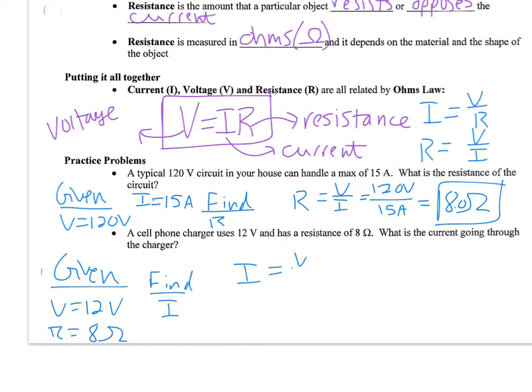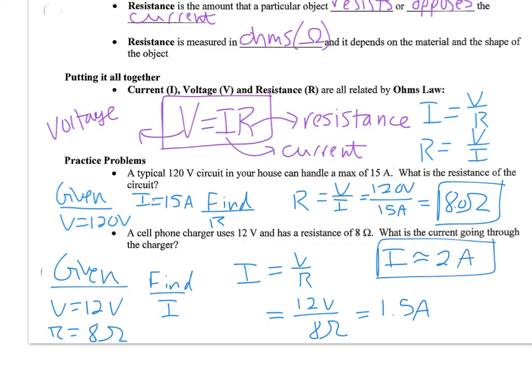Current equals V over R. So this is 12 volts divided by 8 ohms. 12 over 8 is 1.5 amps. To 1 sig fig, approximately 2 amps. So Ohm's Law is very, very simple to use. We're not going to do anything as basic as this. We're going to be applying it to circuits. I'm going to keep on going, get through power, and then introduce what a circuit looks like.